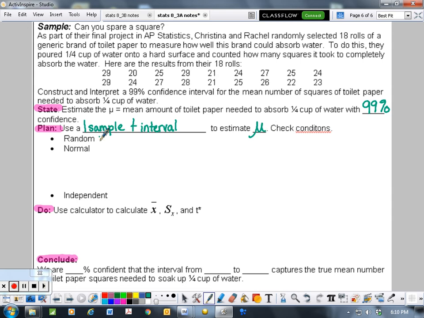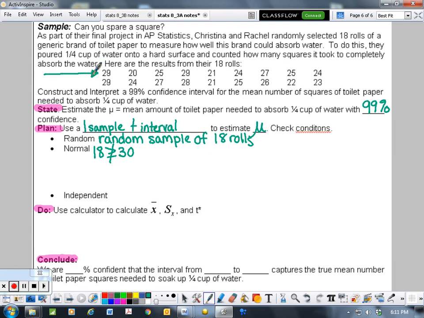So we have a random sample of 18 rolls. Normal condition is 18 greater than or equal to 30, and it's not. So it doesn't meet the normal condition that way. But we do have a caveat. If our original population is normal, then we're okay. So now we have to check for normal by graphing this data.